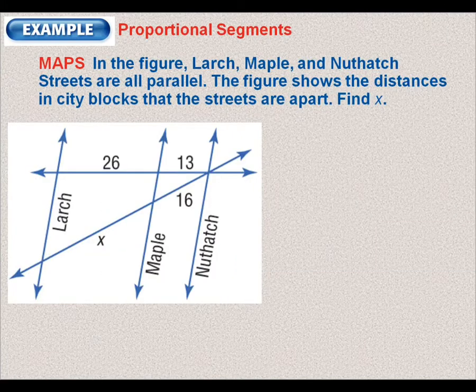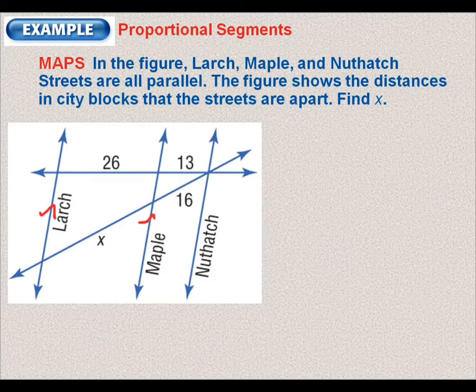Your first one there, it's got 3 streets. It tells you these 3 streets are parallel, and the figure shows the distances in city blocks that the streets are apart. So from here to here is 26, here to here is 13, here to here is 16, here to here is X. The question is, how far is it on this road?